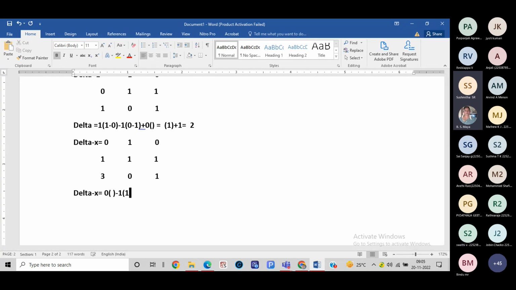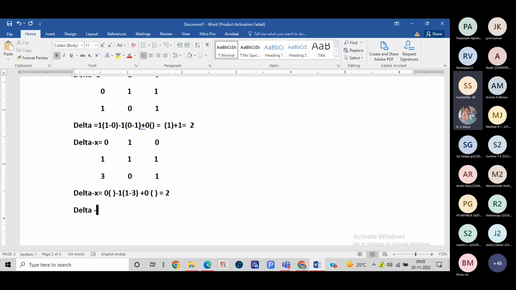Minus 1. 1 into 1 minus 3 ones are 3. Clear? Plus 0. Whenever any multiplier is 0, you just leave it. Plus 2. You'll get minus 2, minus 3, minus 2, minus plus 1. You'll get 2, right? Shall we go for delta y?